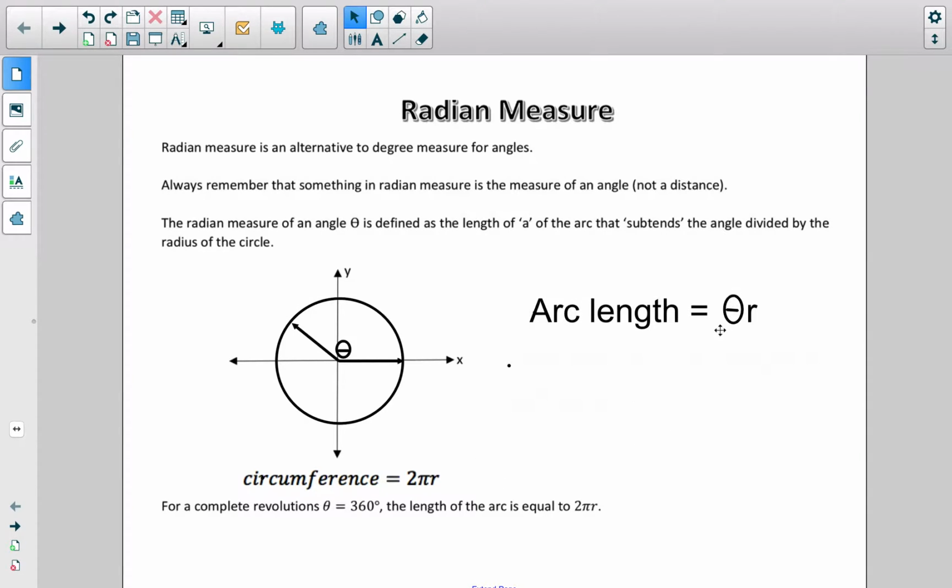Now the arc length is the angle times the radius, which makes sense because when we're looking at this, the radian is actually the angle, or the length of this divided by the radius gives us that angle. So if we multiply by the radius, it's going to give us that length again. And it's always got to be in radians. Okay, we can't use degrees, and that's a common mistake. We need to make sure we change over to radians.